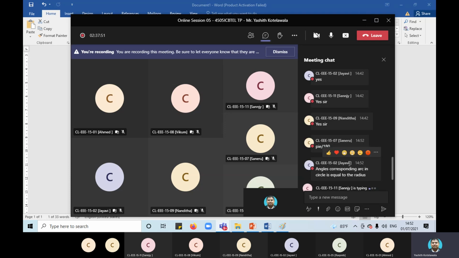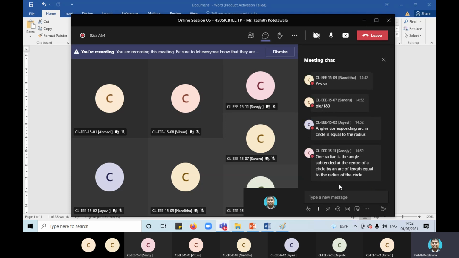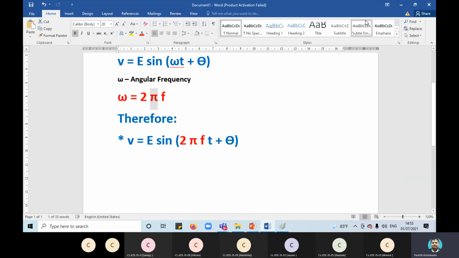Right, yeah, Jaivi is correct. One radian is an angle subtended at the center of a circle by an arc whose length is equal to the radius. Very good. So here we have two simple explanations for others to refer to, from Jaivi and Sanjay. I can see Saneru is typing. That means on average, you all know, right? If you have further doubts, you can discuss with me later or among your friends. So I don't want to waste time explaining radians now.